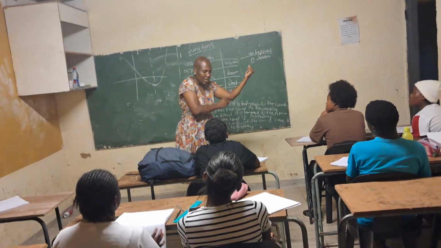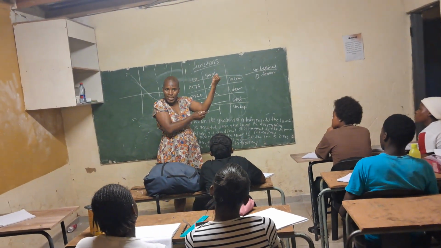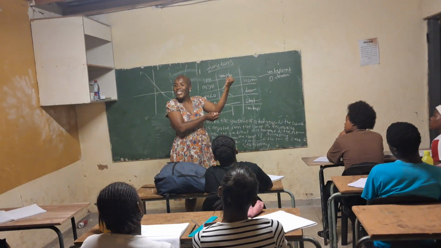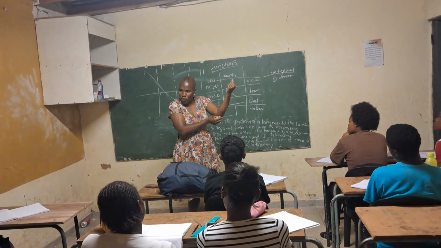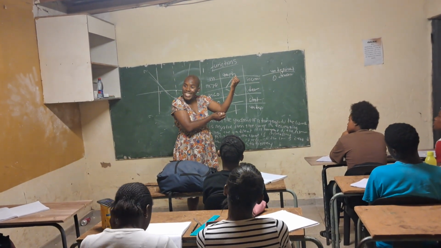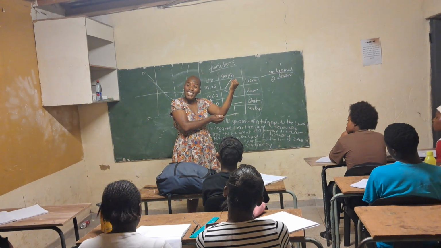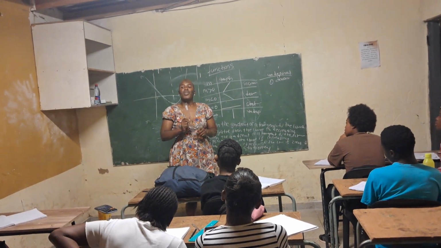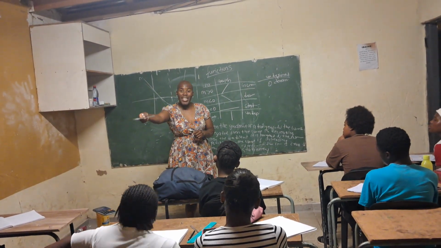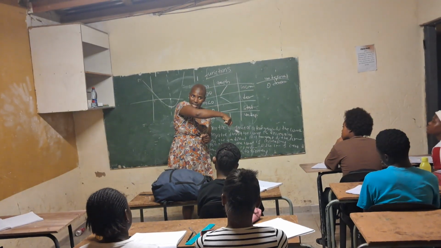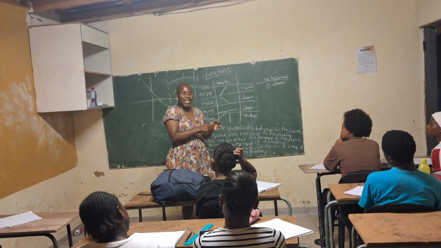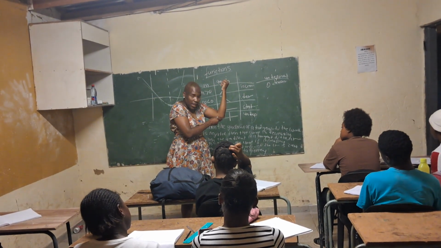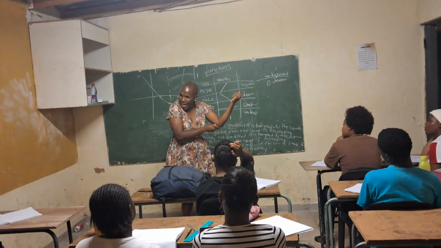Am I making sense? Now when I put it like this, what is the gradient? 0. So it means the curve is stationary. We work out the gradient so we can decide on what is happening on the curve. So if the gradient is 0, then the curve is stationary.